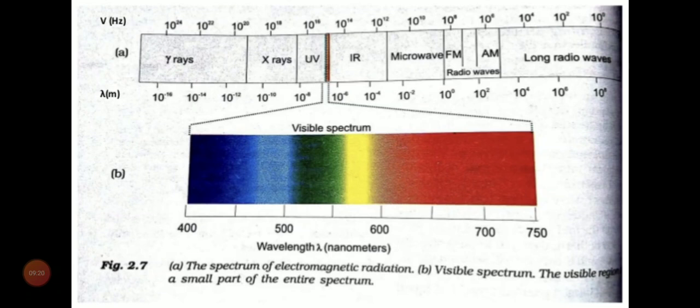So this is the diagram that we are going to see. This is the electromagnetic radiation or electromagnetic spectrum. We can see gamma rays, X-rays, UV rays, IR, microwave, FM, AM, long radio waves, and in the middle of UV and IR we can see there is a small line. If we examine the small line on a broader scale, then we can see the visible spectrum, VIBGYOR. This is the region which the human eye can detect. So the visible spectrum is around 10 to the power 15 hertz.